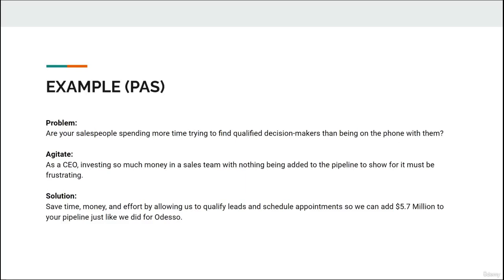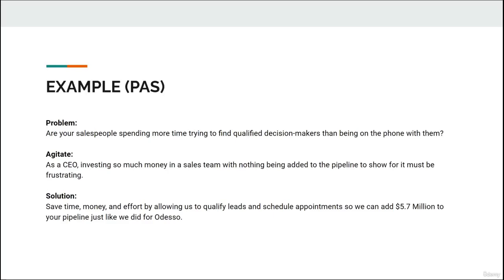Our solution is: save time, money, and effort by allowing us to qualify leads and schedule appointments so we can add $5.7 million to your pipeline, just like we did for Odeso. Now, this is basically an email that I actually sent for my lead generation agency. This is an email that I have sent before, right? It's very good. It gets a lot of responses because it really draws on their emotional side. Okay. So this is a great formula for you to use.